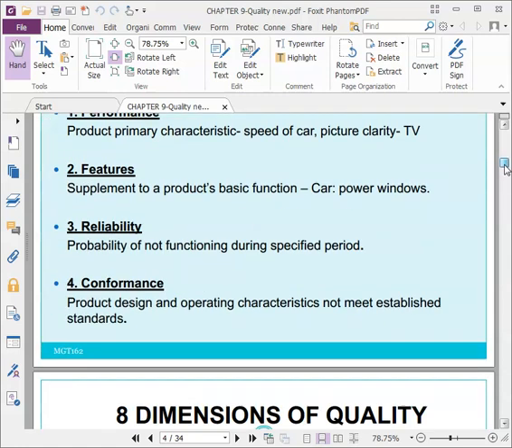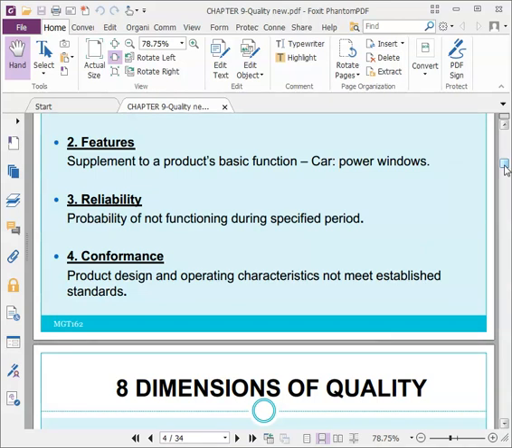The third one is reliability, probability of not functioning during specific period. Okay, itu maksudnya reliability, maksudnya berfungsi ataupun tidak sesuatu produk. Okay, and the fourth one is conformance. Conformance pula, the product design and operating characteristics meet established standards. Okay, conformance maksudnya diikut tak standard masa nak buat suatu produk tu. Kata satu produk tu mesti kena ada, contoh kereta mesti kena ada cushion isofix, sebab baru meet requirement untuk kita pasang car seat untuk kanak-kanak. Okay, so kalau ada kereta yang tak meet the standard, that means that the car is not conformant to the standard. So conformant tu maksudnya menepati standard.